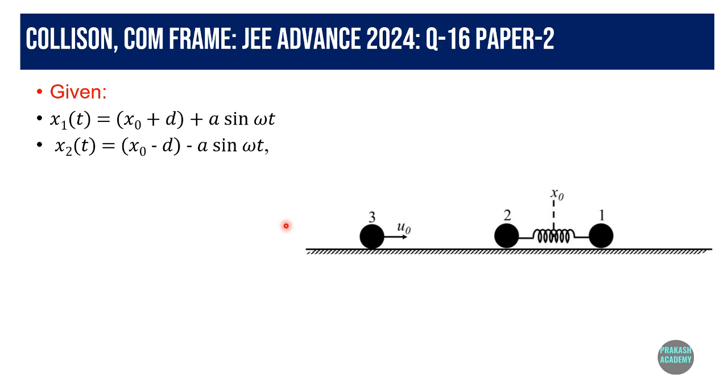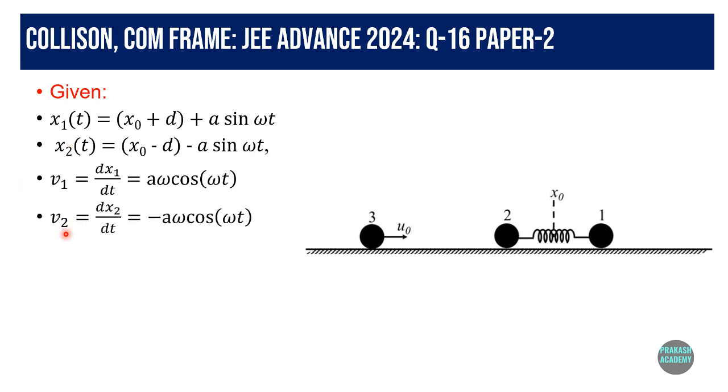Now, let us find the velocity. What is velocity? Differentiation of x is velocity. So dx1 by dt is v1, and the differentiation of x naught plus d is 0 since it is constant. So I will have a, and the differentiation of sin omega t is omega times cos omega t. So this is v1. Similarly, I can differentiate the other expression. Then I will have v2, which equals 0 plus minus a omega cos omega t.